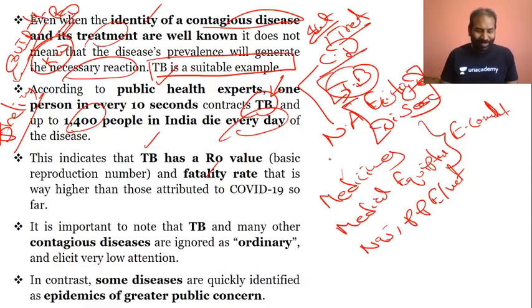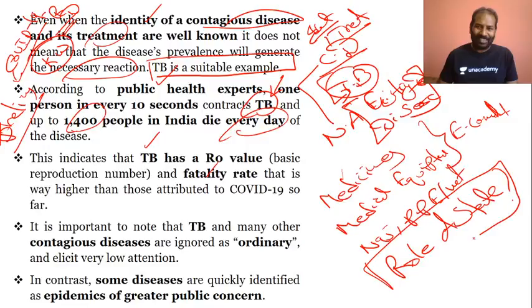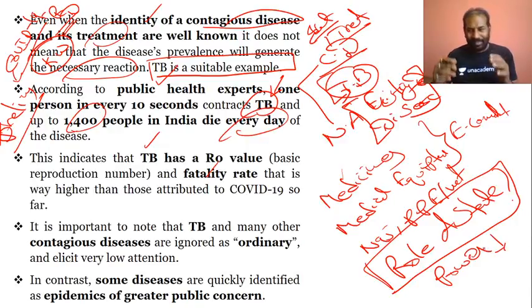Again, what will happen is the role of the state. The various problems for the state itself, the role of the state in regard to having the domination power, imposing power. And if we look at it, some diseases are quickly identified as epidemics of greater public concern. We have also looked at it; it is important to know that TB and other contagious diseases are ignored as ordinary. That is what is important.